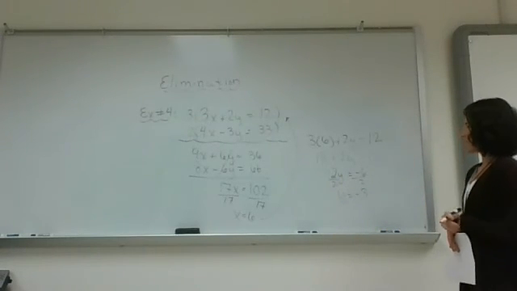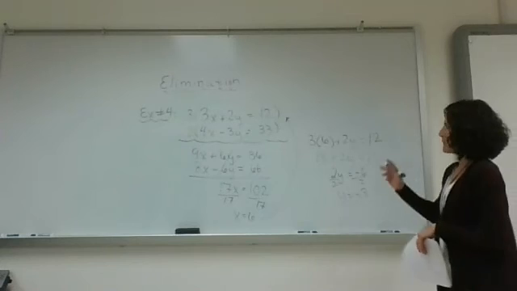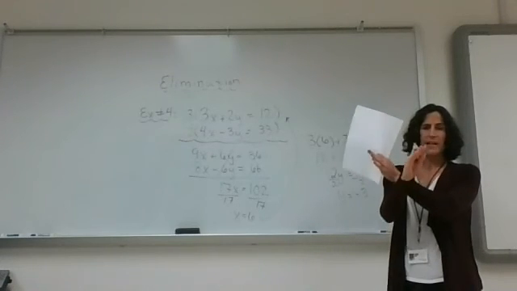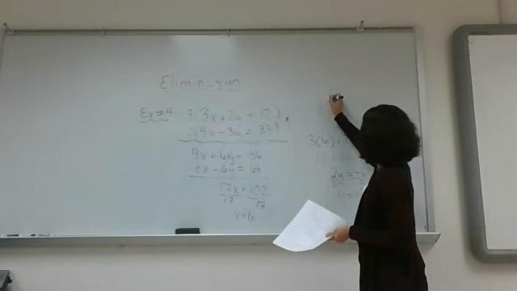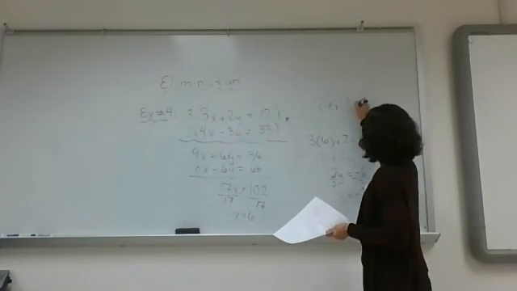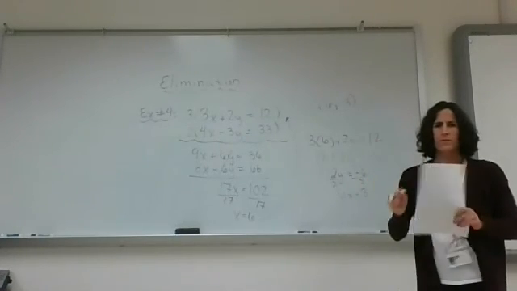So I have a nice solution, only one solution this time, because they are just two lines intersecting at one spot. So it's only going to have one solution, and that solution is (6, negative 3) for this particular example.